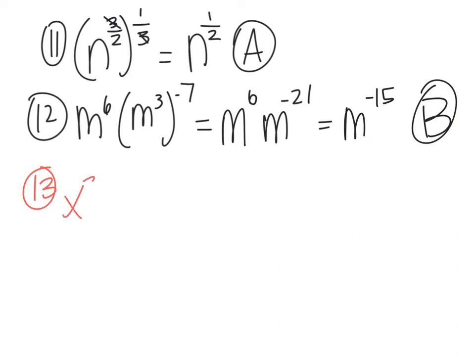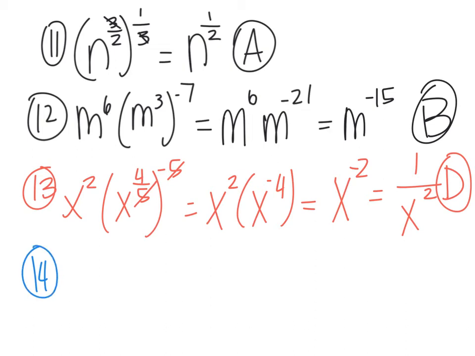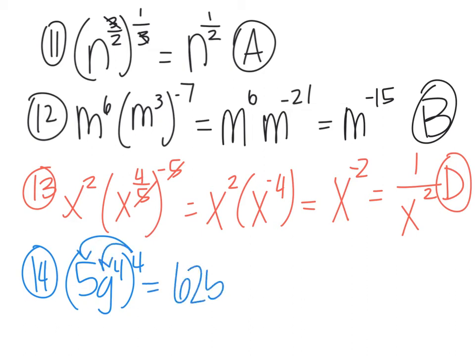x squared, x to the 4/5 to the -5. These cancel, and I get x squared times x to the -4. Add exponents, and you get x to the -2, which means it's going to be 1 over x squared. And your answer for 13 is D. 14. 5g to the 4th, that's 5 to the 4th, and then g to the 4th to the 4th. 5 to the 4th is 625, and then you multiply these two and you get 16. D.